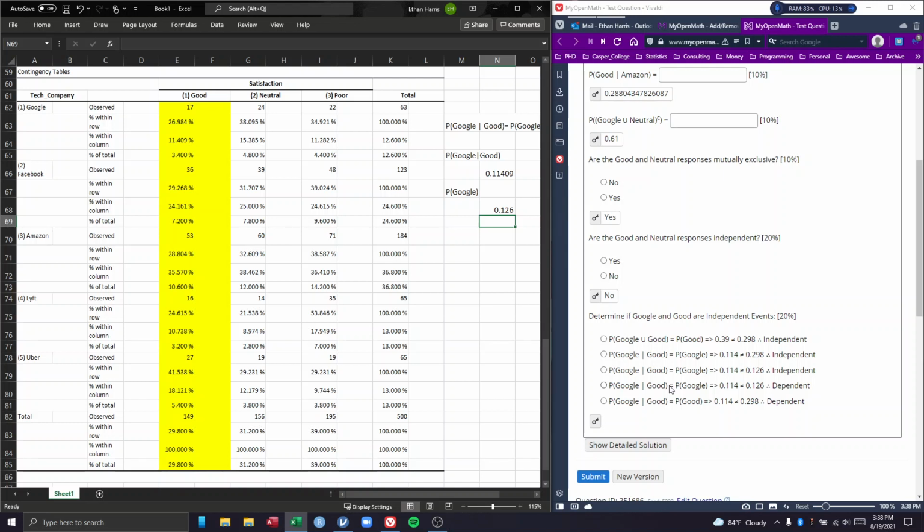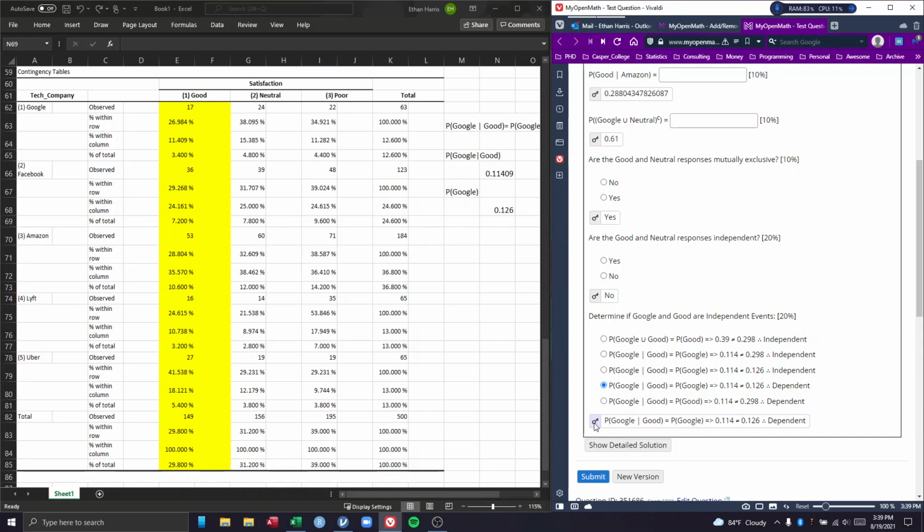And so if we look at these, how do I know from these statements which is the correct one? We're looking at good, Google given good, so we know it's not this union one, so we're looking at these ones, and that it's equal to Google. We've got those three that look correct. Then we come over here and say Google intersect good was this 0.114, and we know that Google is 0.126, so these are good. And they do not equal one another, so therefore they are dependent events.